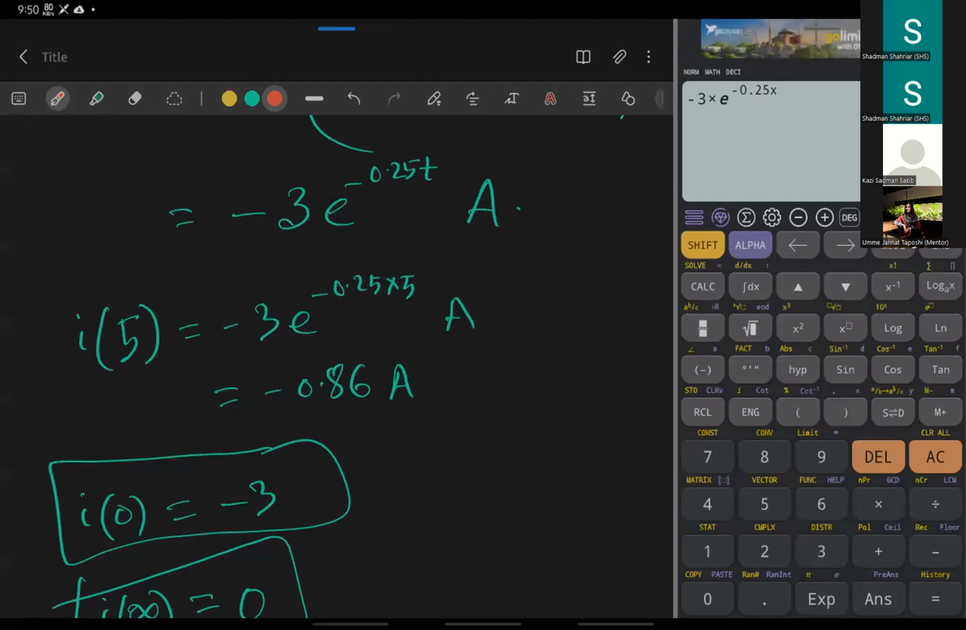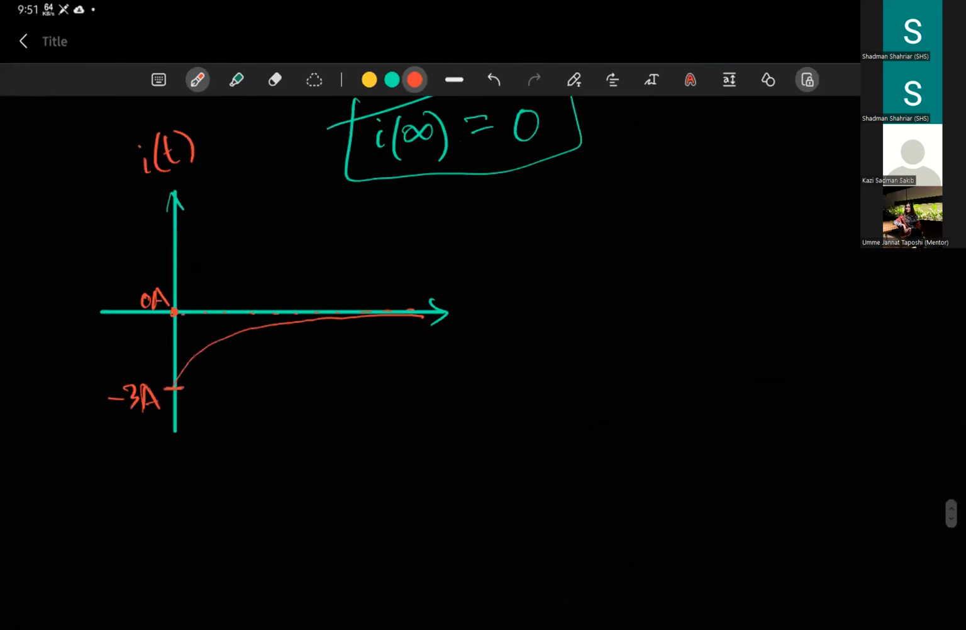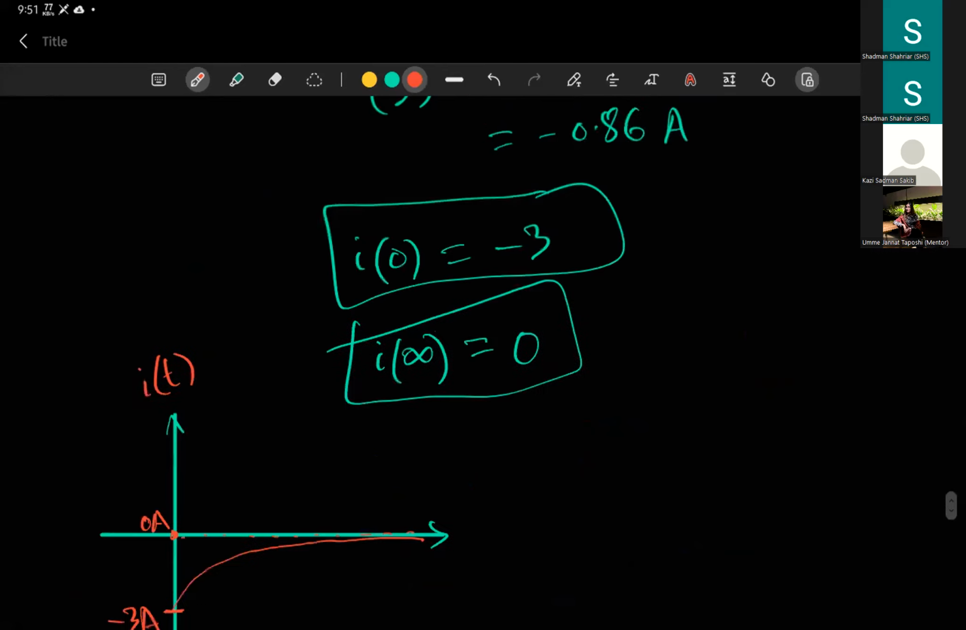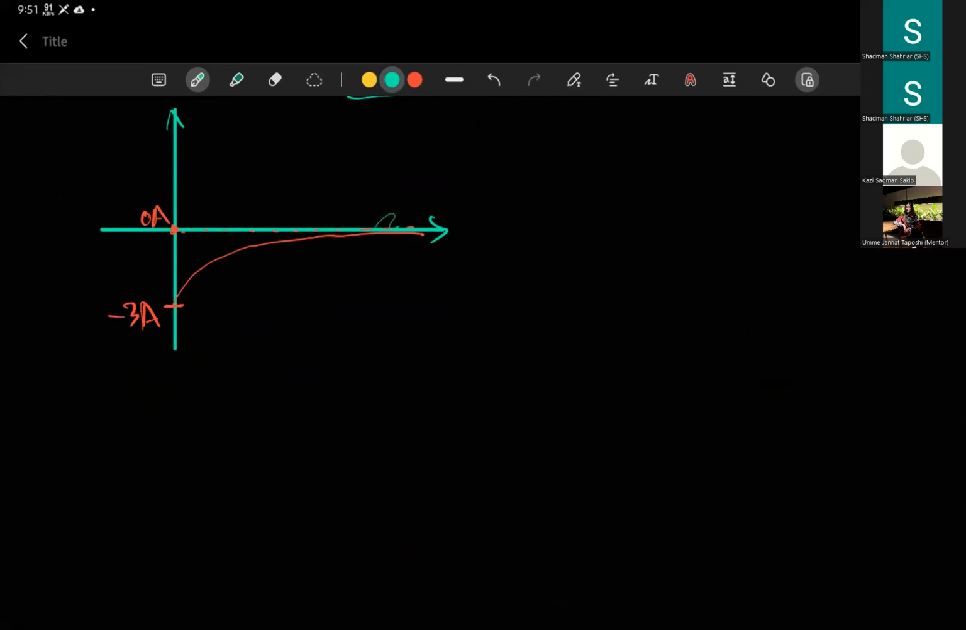Okay, what I can tell you is that the capacitor's current will always try to reach 0. It may start from a negative value or positive, okay? But the capacitor's current will try to reach 0. Because remember, a capacitor finally becomes an open circuit. So what's the final current?